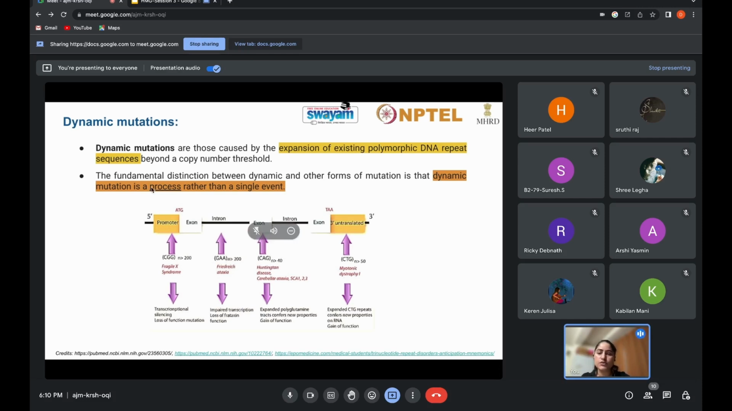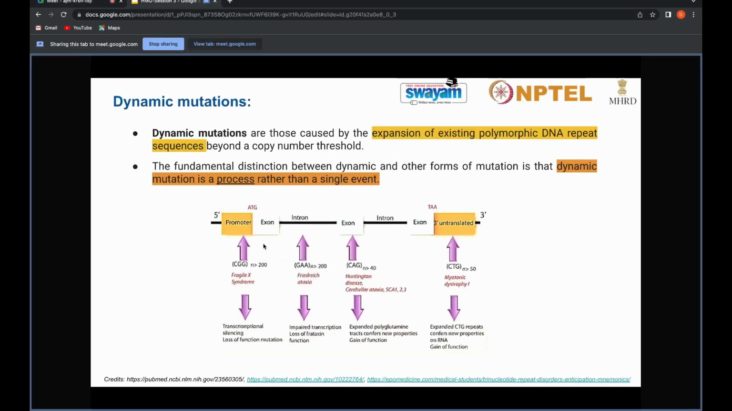And if you want to distinguish between the dynamic mutation and the other forms of mutations, the difference is that the dynamic mutation is a process. It is not a single event. That's why it got its name as dynamic. It occurs continuously, whereas other mutations happen in a single nucleotide and that's it. But in dynamic, it can occur multiple times. It is a process. For example, here I have shown in this figure different examples of diseases which occur as a result of dynamic mutations, and these diseases are generally associated with trinucleotide repeats. Whenever there is expansion in the trinucleotide repeats, then these diseases occur.